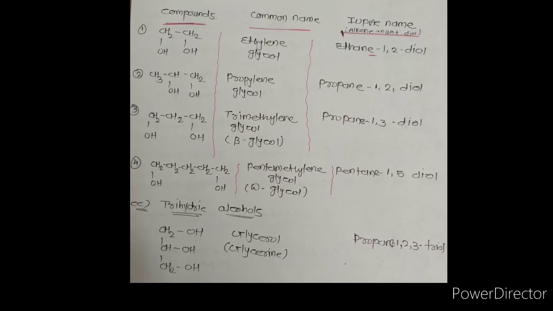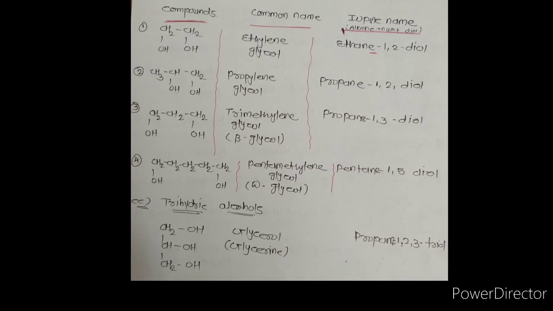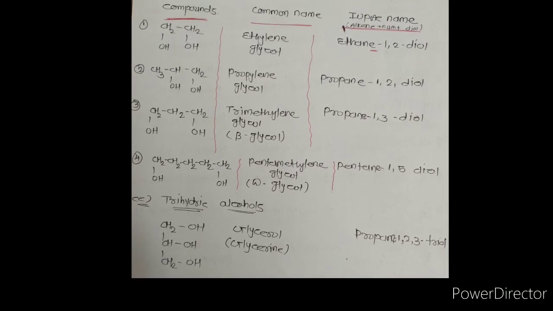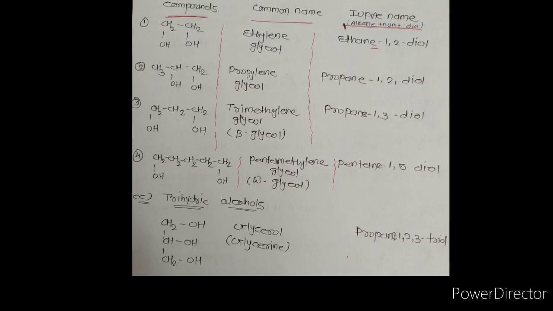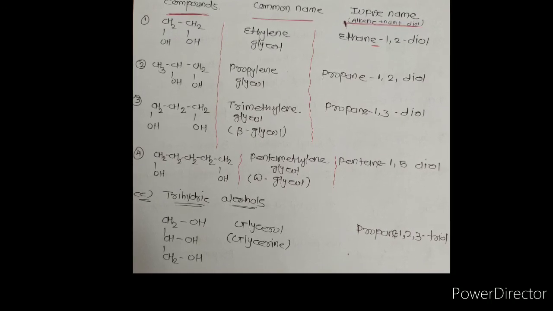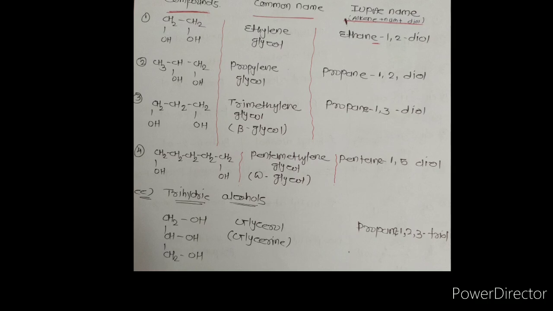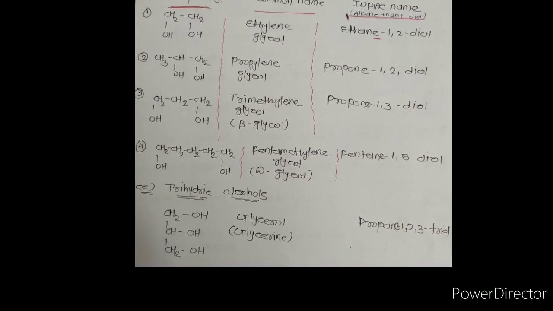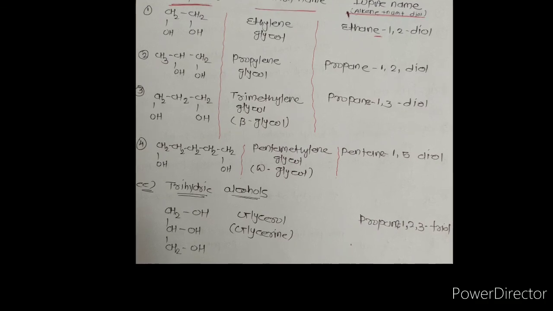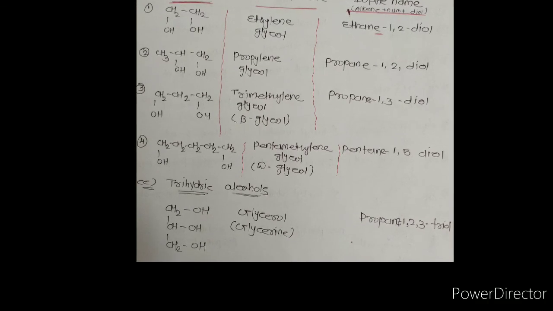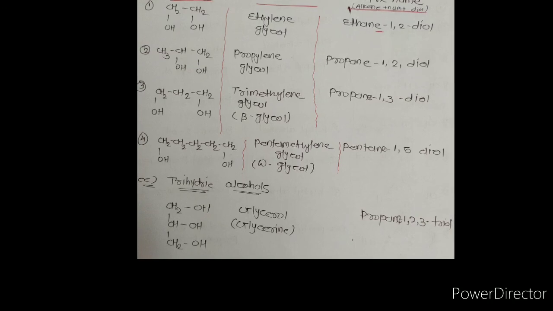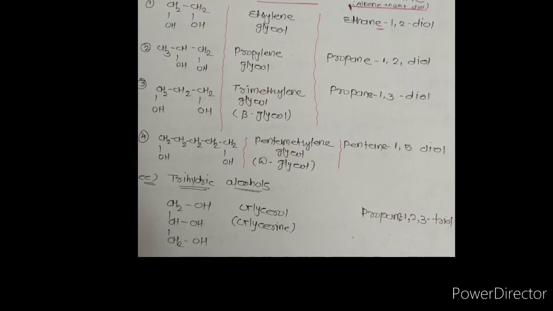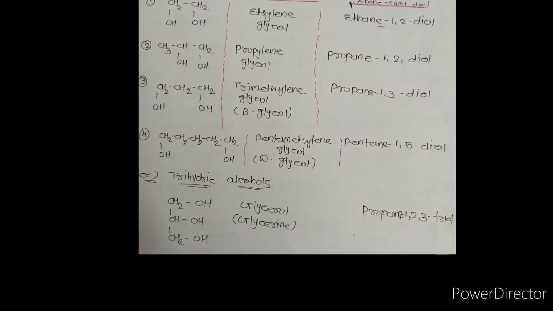Fourth compound, OH CH2 CH2 CH2 CH2 CH2 OH. Here the CH2 group is present 5 times, hence its common name is pentamethylene glycol. Whenever more than 3 carbon atoms are present in a linear chain in which both OH groups are present at the terminal positions, for that we can also use omega glycol.